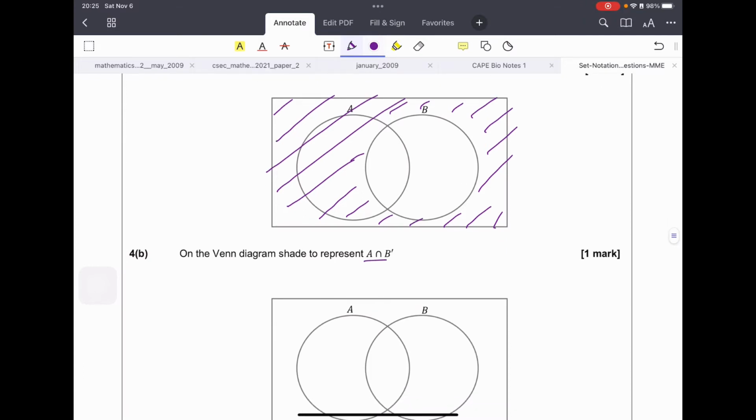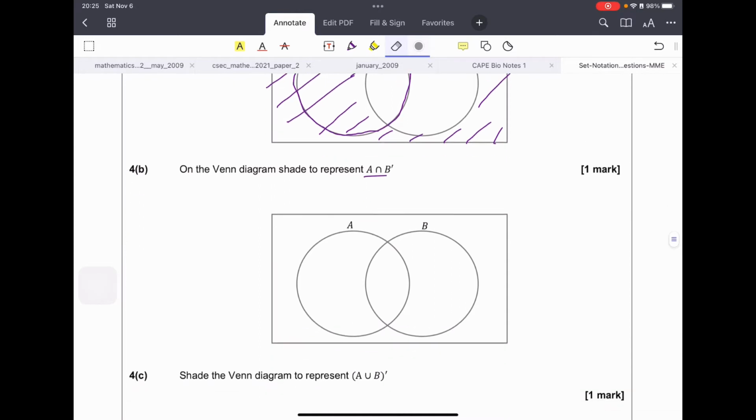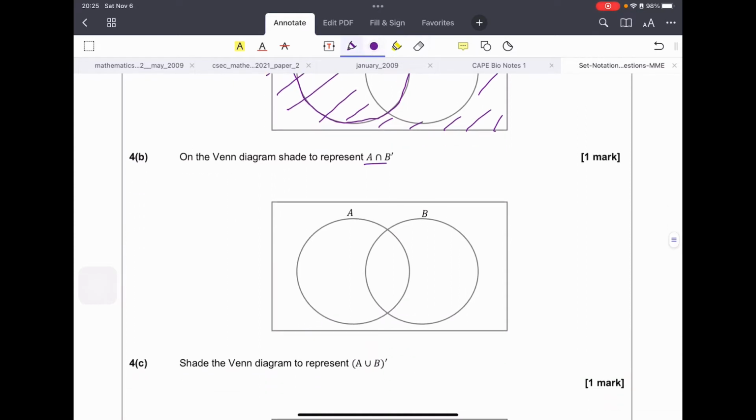So therefore, let's take a look at A. A is this circle here, right? And B prime is the shaded region. So therefore, this part here we can't use. We can't use this part here, right? So that cannot be shaded for sure. Okay? So let's shade back B prime. B prime was all of these things here, everything.